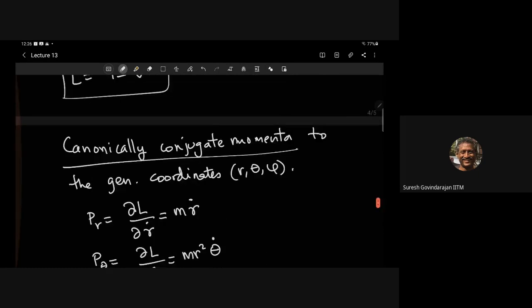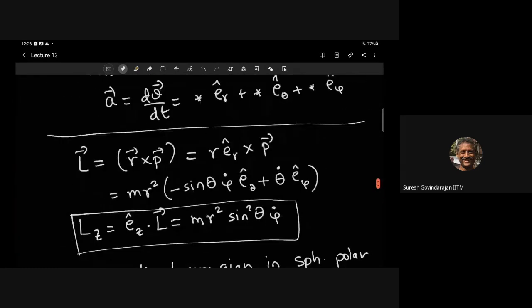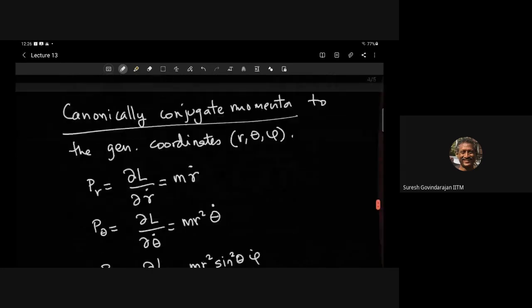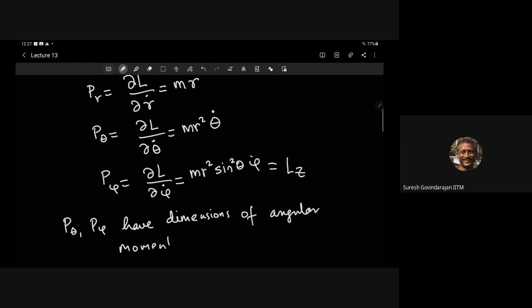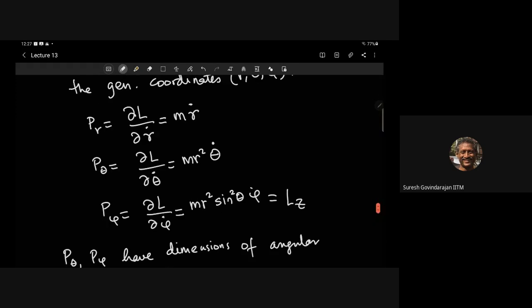Okay, and we also computed Lz. We got m r squared sine squared theta phi dot, and lo and behold, we get this. So P phi is also Lz. You can see that these two have dimensions of angular momentum. So P theta, P phi have physical dimensions of angular momentum. But P r is m r dot, so it has just dimensions of linear momentum.